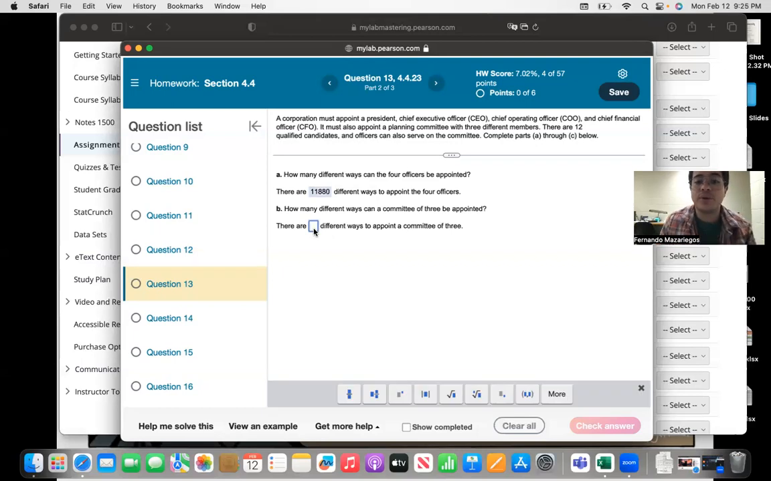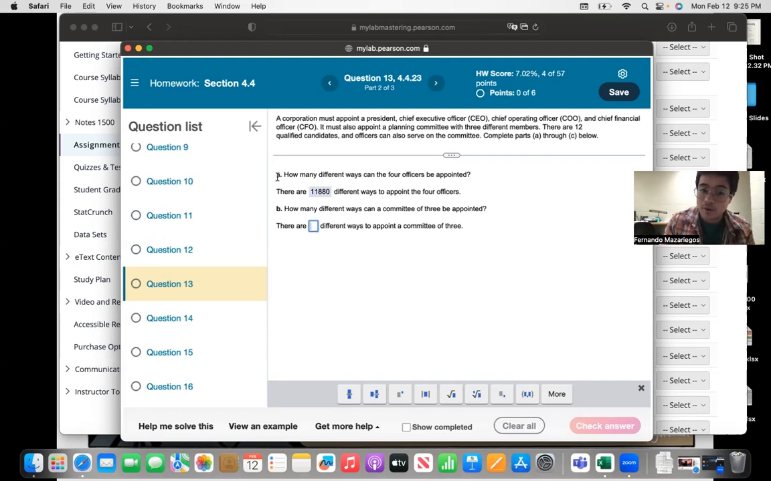Now, how many different ways can a committee of 3 be appointed? Notice that the officers can also serve on the committee, so we're still choosing from 12. We are choosing without replacement, because if we choose Mary to be in the committee, we cannot choose Mary again. We need 3 different people, 3 different members. And order does not matter.